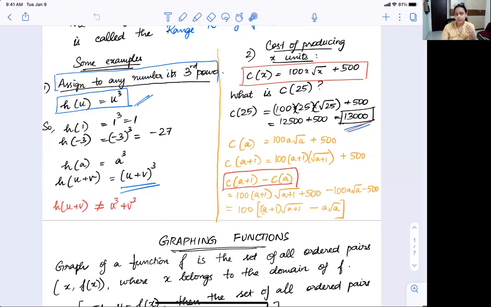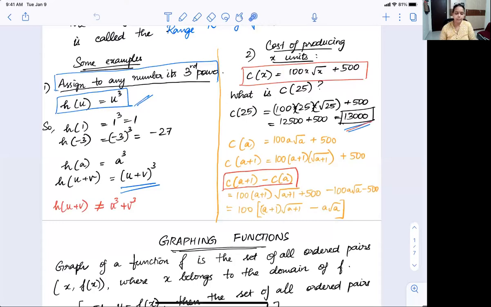And sometimes we may not plug in specific numbers, but we may plug in constants, which could be placeholders for particular values. So here, h of a is just a cubed, and when I give the input u plus v into the function h, it's going to give me u plus v the whole cube. And remember, h of u plus v is not u cube plus v cube, but rather u plus v the whole cube.